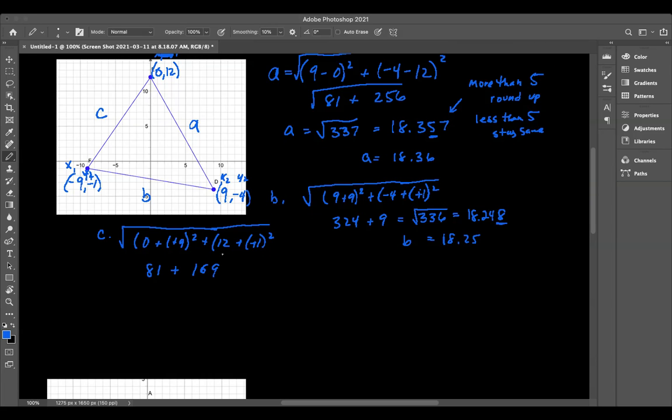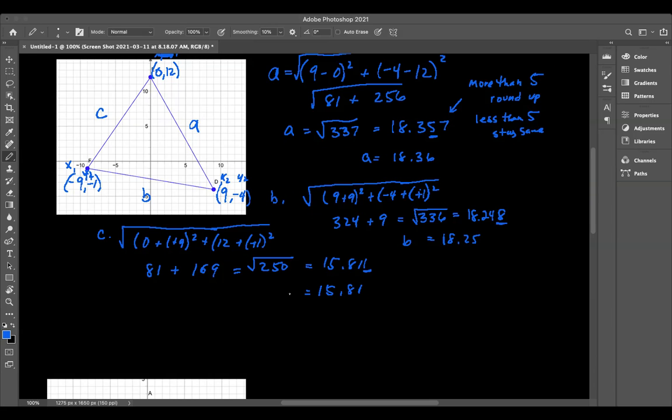So if I do the math here, that would be 250. Then I would just have to square root the value of 250, which works out to be 15.811. I look at the value after the hundredths place, it's less than 5, so it stays the same. So the final answer to that would be 15.81.